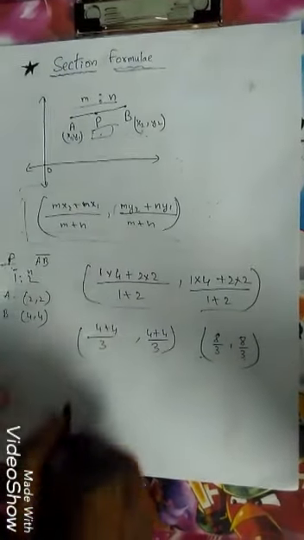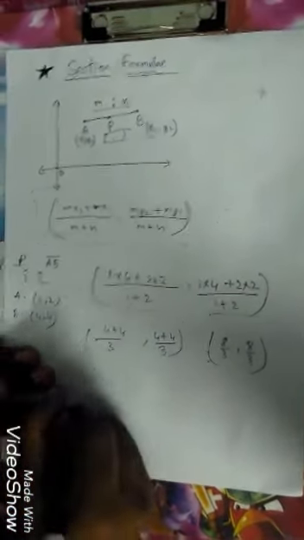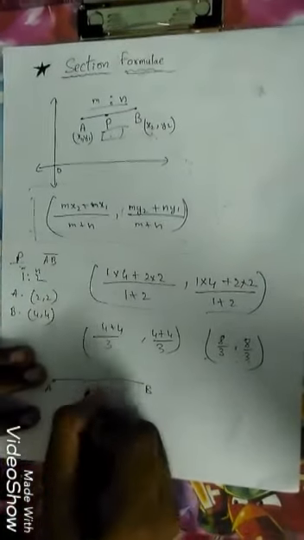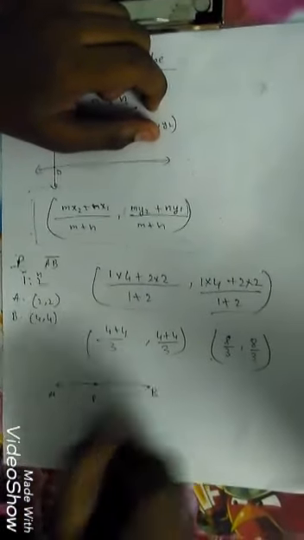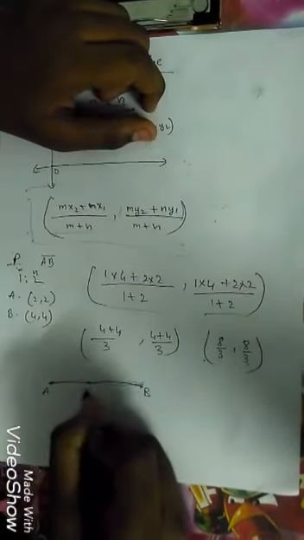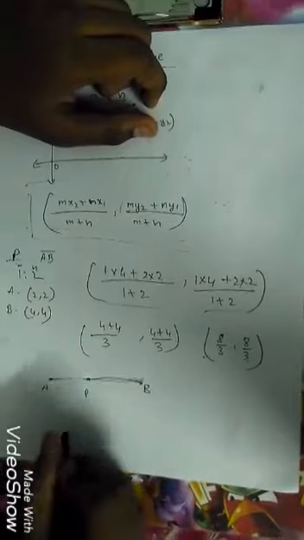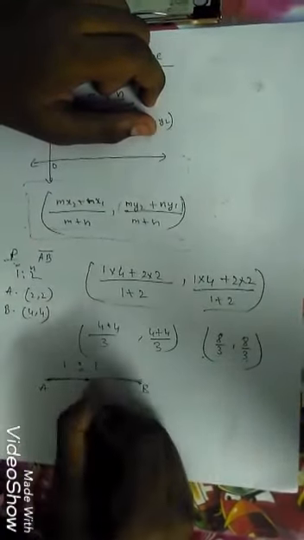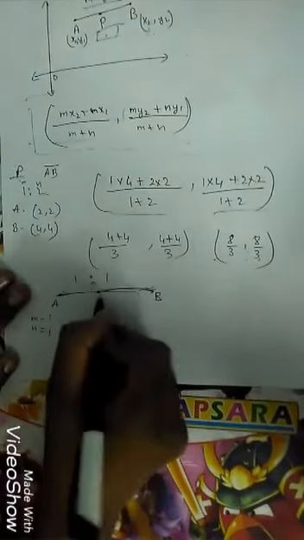Now let's take another small concept in the section formula. Now if P divides AB in the, I'll not tell the ratio. P is the midpoint of AB line segment. Now guess what would be the ratio that P divides AB line segment? It's of course 1:1, because this is the midpoint and the length of AP and the length of PB are the same. Now m is 1 and n is 1 because this is the midpoint.